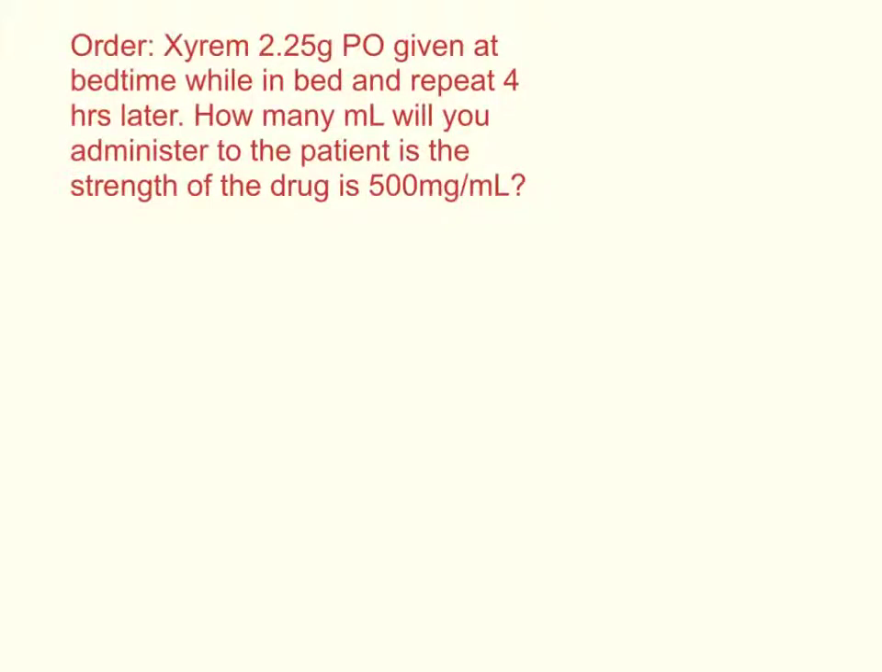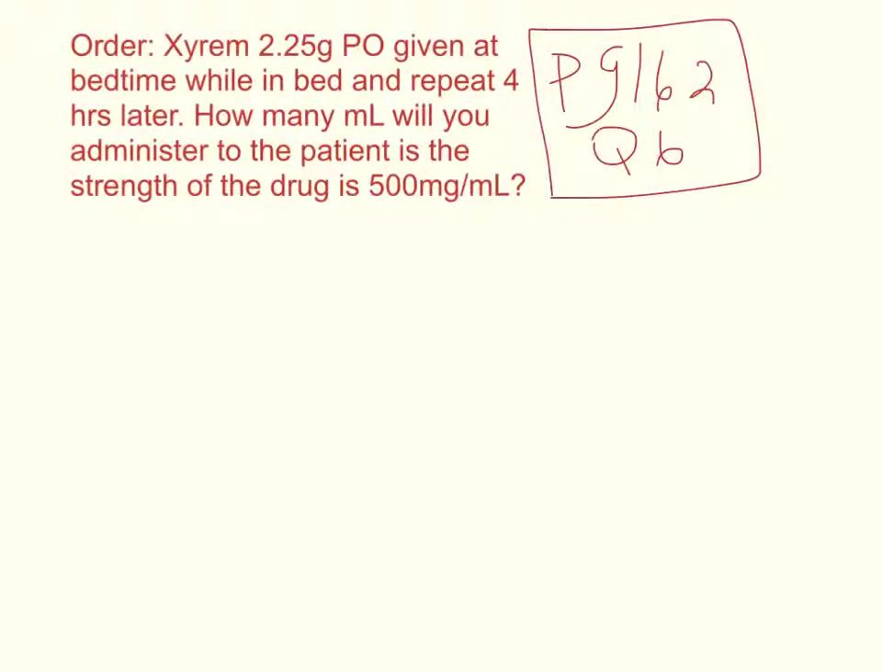So this example is a multi-step problem, and this actual example was given to you in your homework and can be found on page 162, and this is question 6 from the Olson text. So this is a multi-step problem, and you can expect to see something like this on your test.